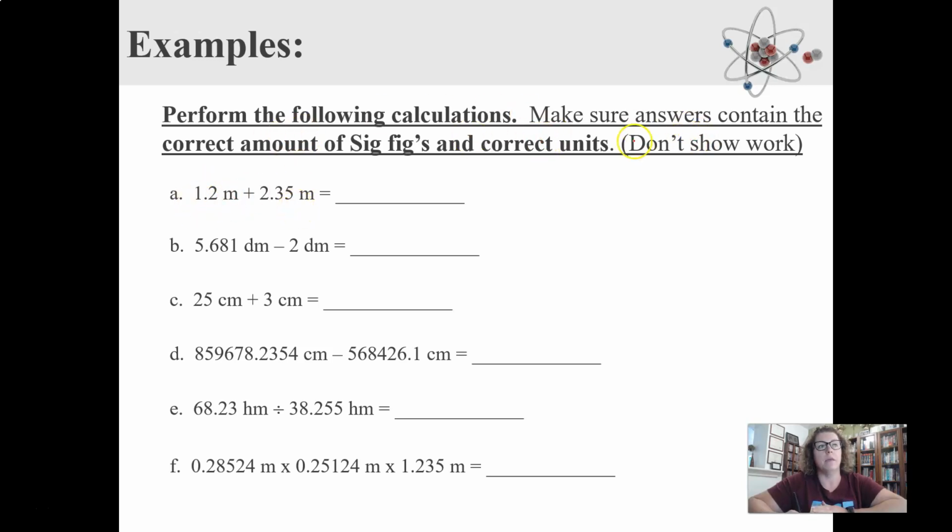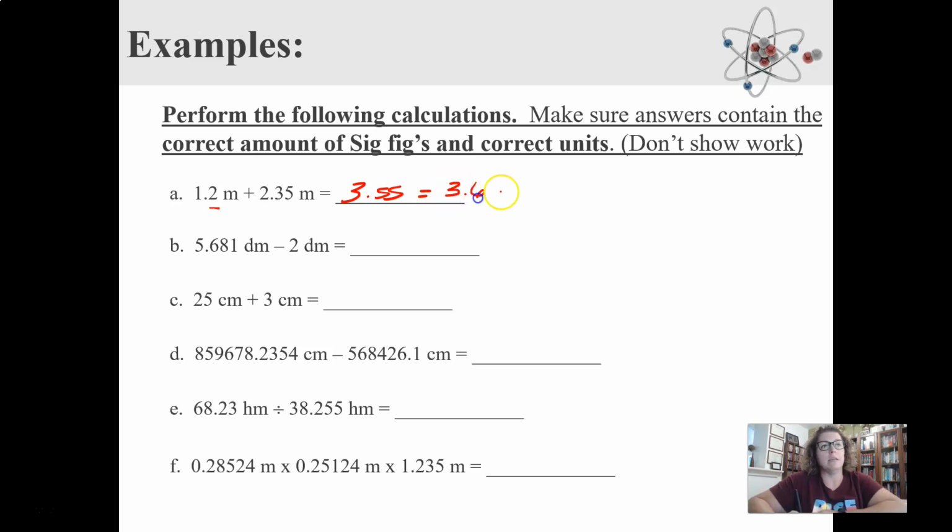I'm just going to plug it in and make sure your answer has the correct sig figs and the correct units, okay? So I'm going to write a little bit of notes over here too, in case you have not seen that video yet. So part A, I'm going to add, so 1.2 plus 2.35. And my answer in the calculator, according to adding rules, I only need 1 digit after the decimal, okay? So my answer says 3.55, but I only need 1 after the decimal. The number after the 5 is a 5, so I'm going to round it up.